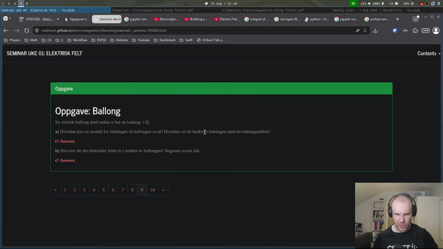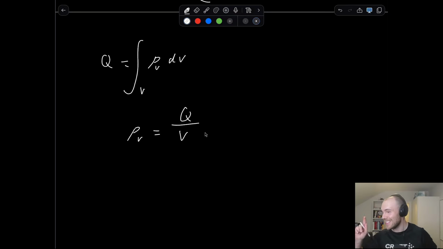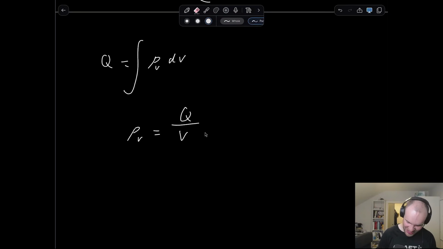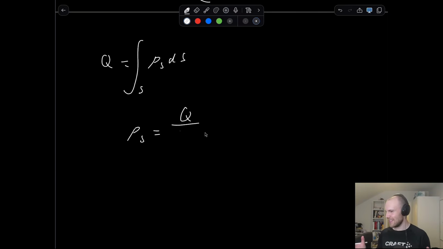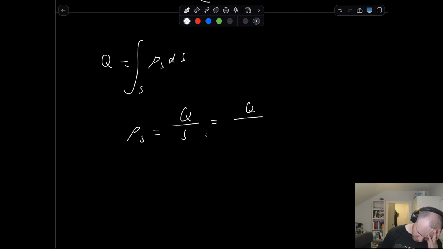No wait, the balloon. I made this mistake the last time. The balloon is of course a surface. Why do I think that the inside is charged? I always think that. When I think spherical, I always think like a ball. I never think of a vacuum inside a balloon. Okay, so Q over the surface.